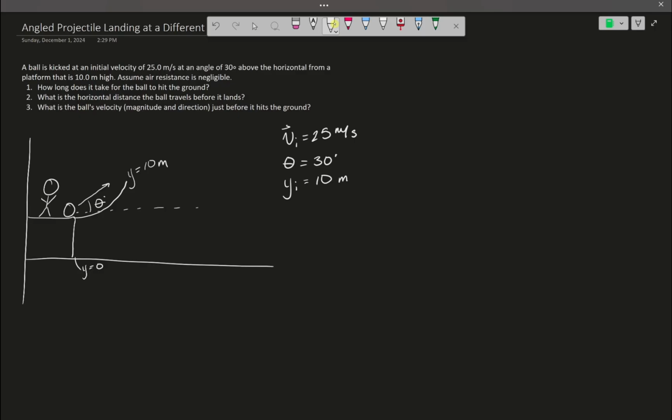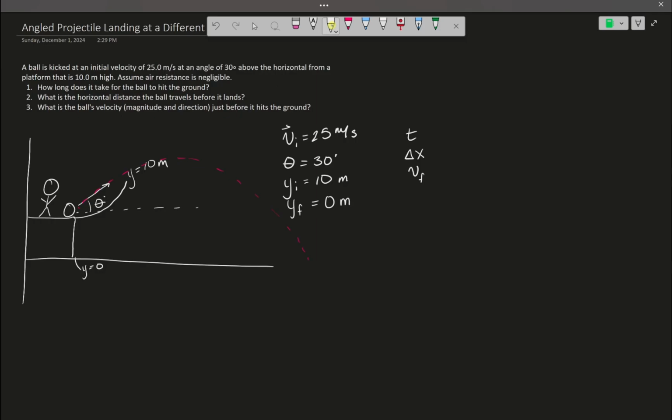I can also assume that this ball is going to go through a parabolic trajectory here, right? So it's going to land on the ground, meaning that the final position in the y direction is going to be 0 meters. And that's all the information I have. And it wants us to determine how long it takes for the ball to hit the ground, what is the horizontal distance that the ball travels, and what is the velocity of this ball whenever it hits the ground.